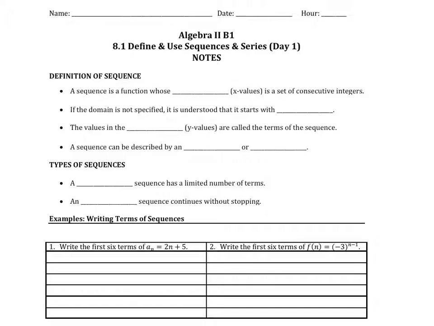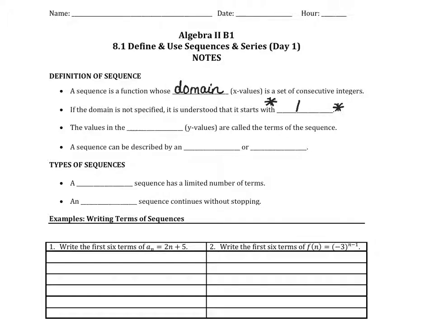Our first definition or bullet point says that a sequence is a function whose domain, which are your x values, is a set of consecutive integers. We'll get more into what exactly that means when we get to our example problems. Our second bullet point says if the domain is not specified, it is understood that it starts with the number 1, which is super important that you realize. Starts with the number 1.